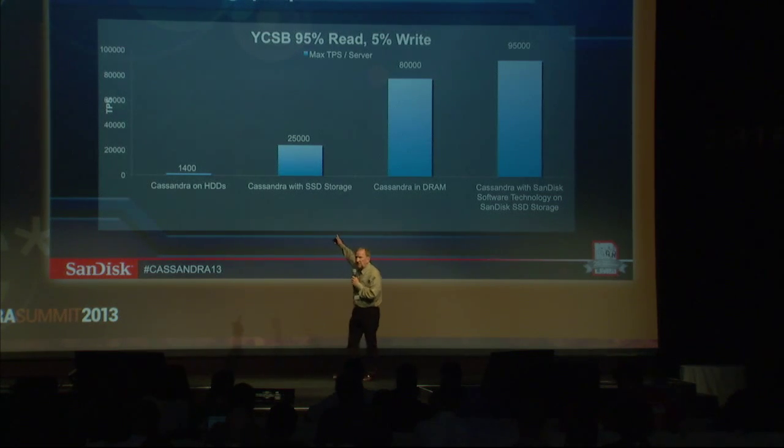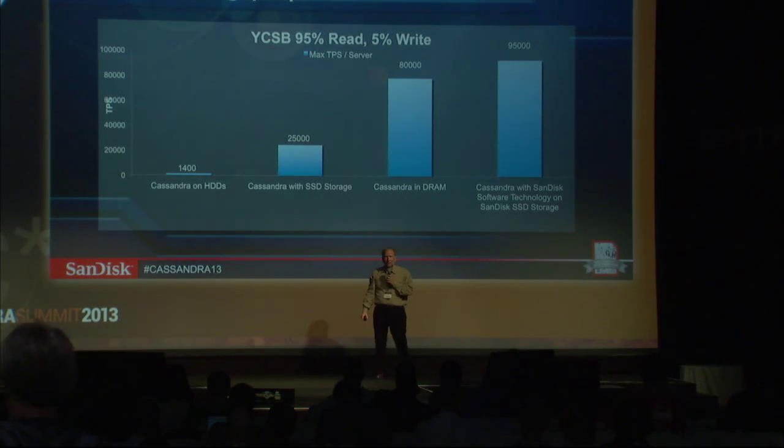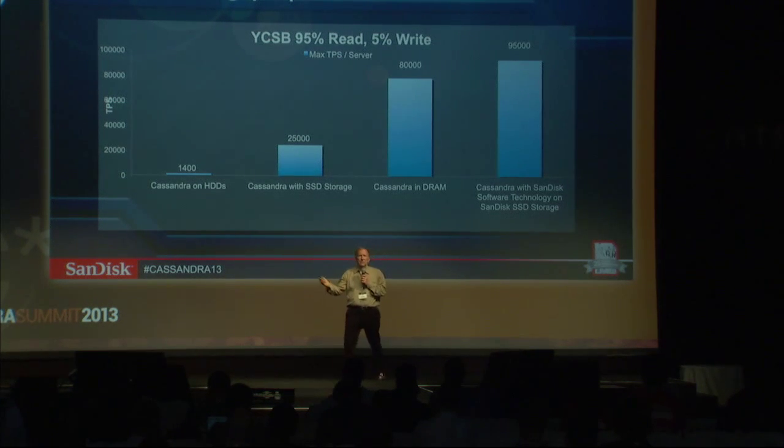This second bar shows you if you put in a popular PCIe flash, store your terabyte on flash, you get about 25,000 transactions per second. When we integrate this SanDisk software technology with Cassandra on that same hardware, same server, we achieve 95,000 transactions per second. This is resilient across workloads, whether you have high write rates, whether you're in clusters with 3-array replication, we're seeing this uniform across the board.